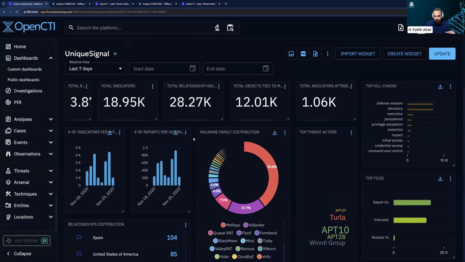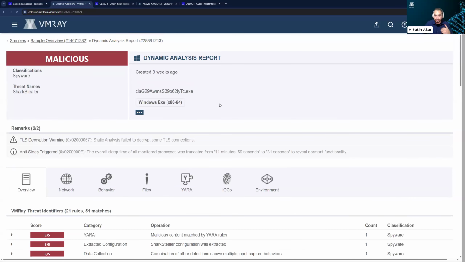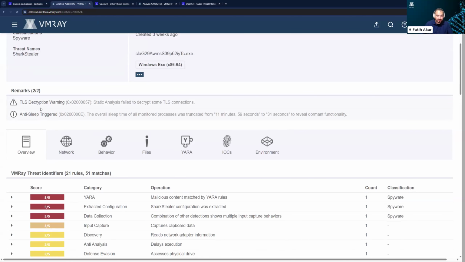And this is a high-level view of what Unique Signal provides. And in the VMRay platform, for the people that are used to the user interface of VMRay platform, here we analyzed an executable file. And we were able to successfully classify this as Shark Stealer. And in here, it is doing a lot of evasion attempts.